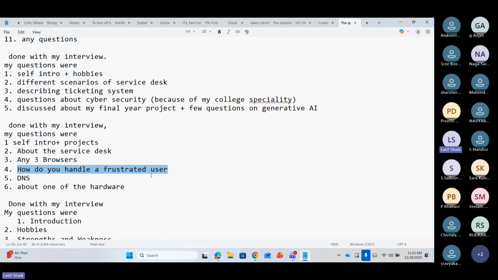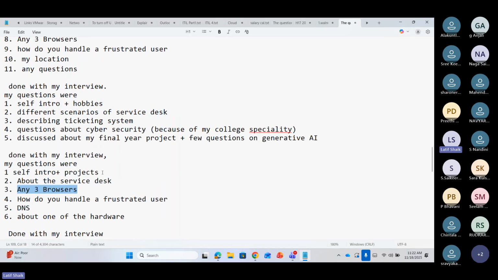It has become a class instead of interview questions. Okay, now, any three browsers. Do you know any three web browsers? Google Chrome, Edge, Firefox, Brave, like that.